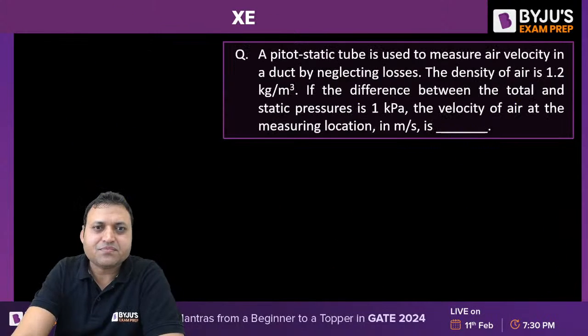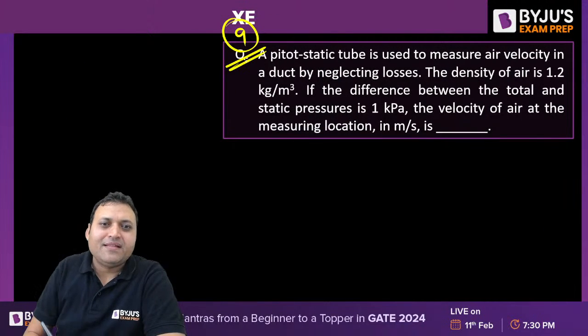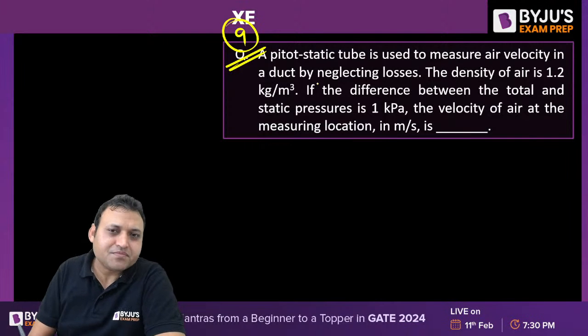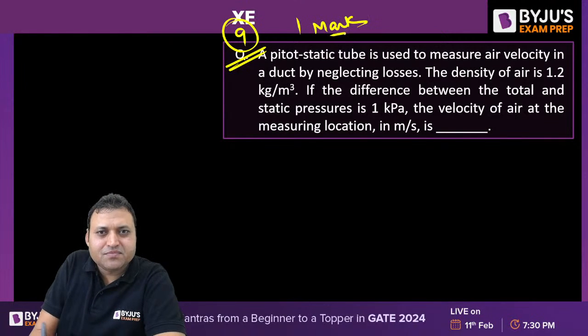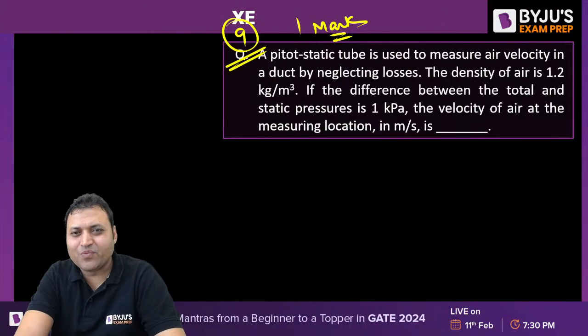All right. The next question, question number 9. The next one is question number 9. Again, 1 mark. The question is from the Bernoulli equation, from the pitot tube.